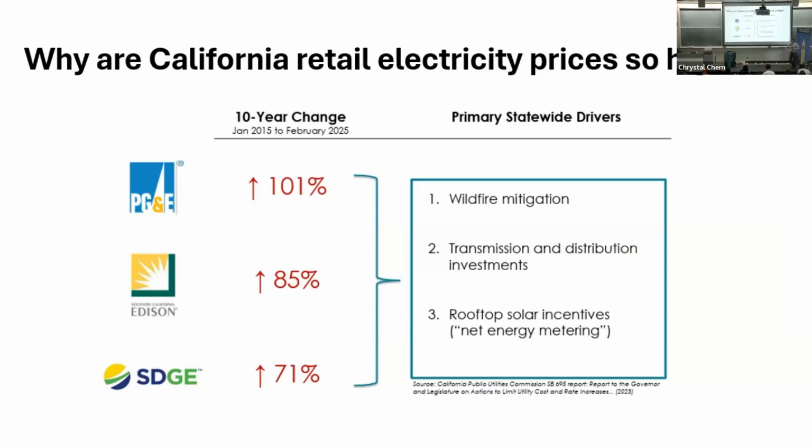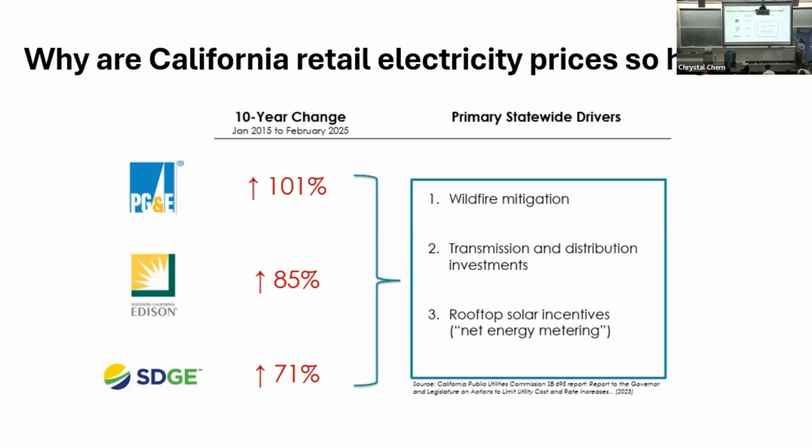That wholesale price has actually been going down a bit as we push in more renewables. It's wildfire mitigation. We're spending billions and billions of dollars every year to make our power system more resilient to increasing wildfire risk. It's transmission and distribution investments. If we're going to integrate renewables and we're going to improve the grid reliability, we need to make these investments. It's rooftop solar incentives and other incentives we want to put out there to incentivize various technologies.